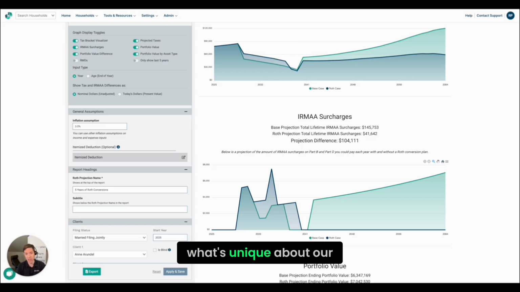And I think that's what's unique about our Roth projection engine, is that there is a very robust tax engine beneath it. It's not an afterthought. It is like the central beating heart of the product.